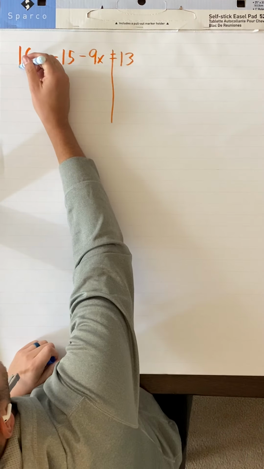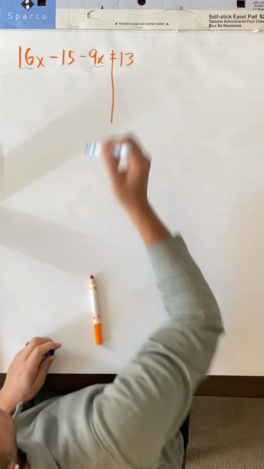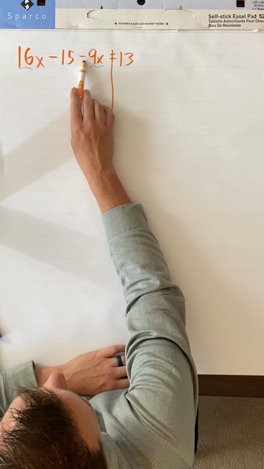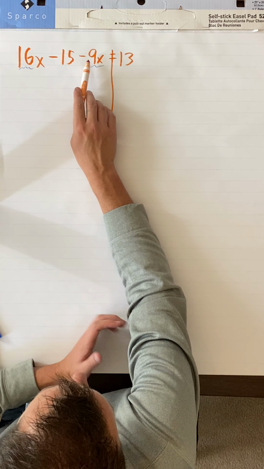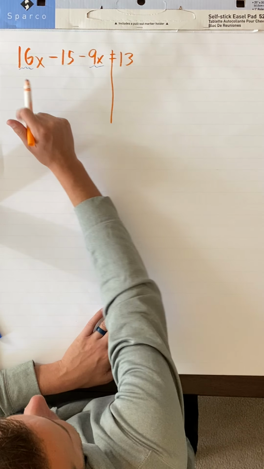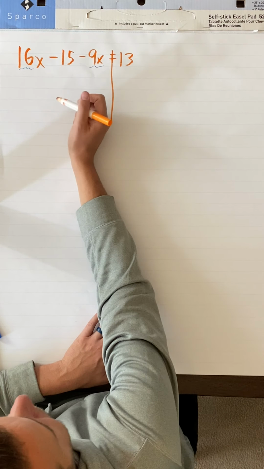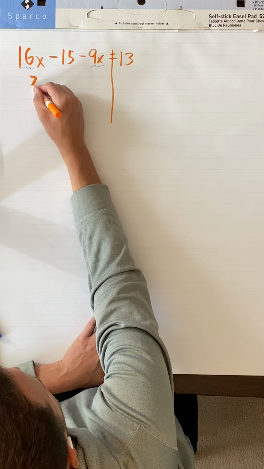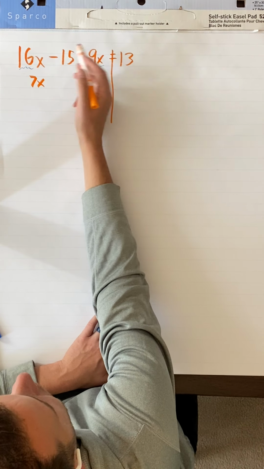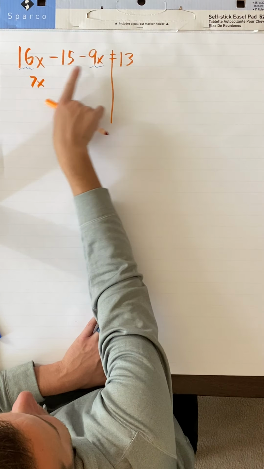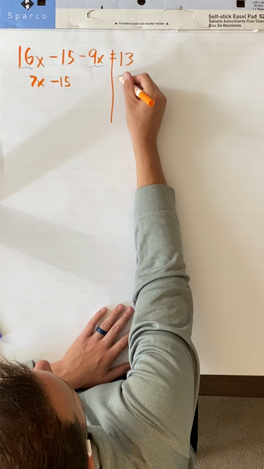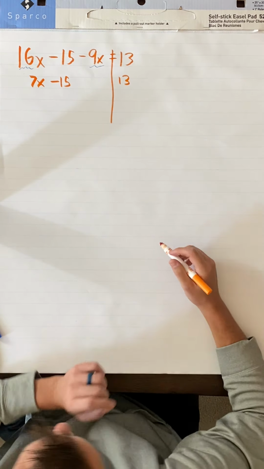So we could combine 16x and we always want to look at the sign before. So this is like minus 9x or negative 9x. You can say it either way. It means the same thing. 16x minus 9x would be 7x. All right, so I combine 16x and negative 9x. We're going to bring down the minus 15, bring down the positive 13.